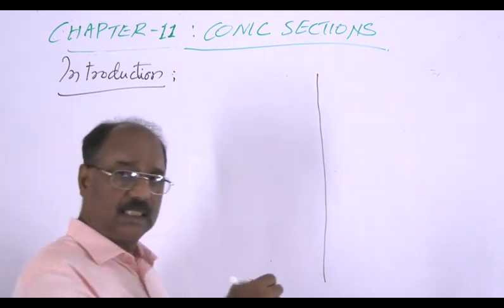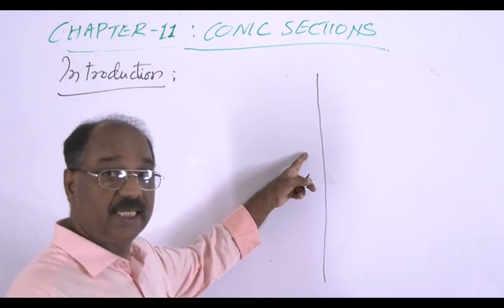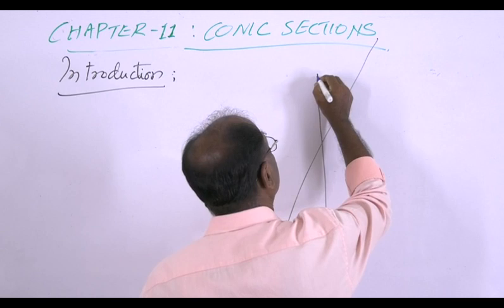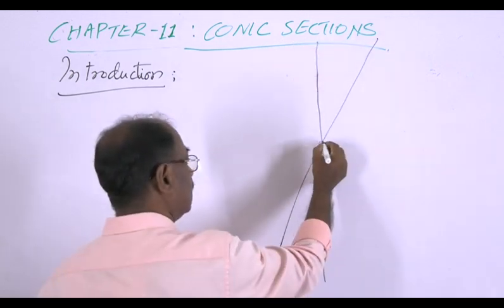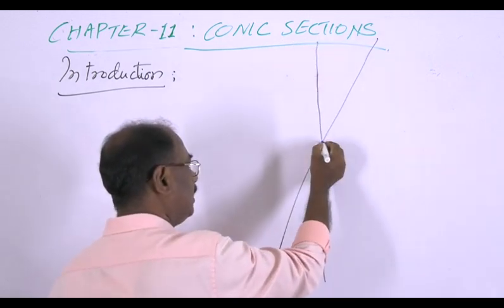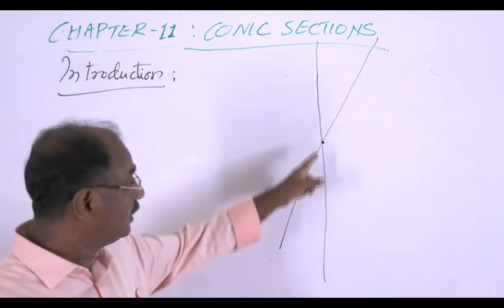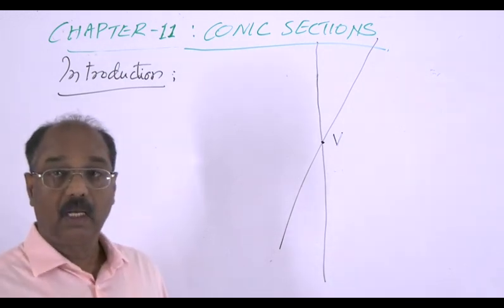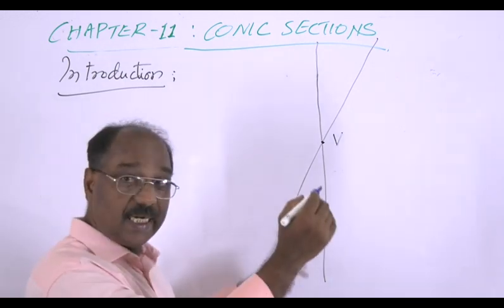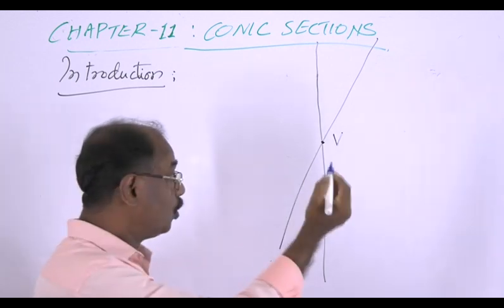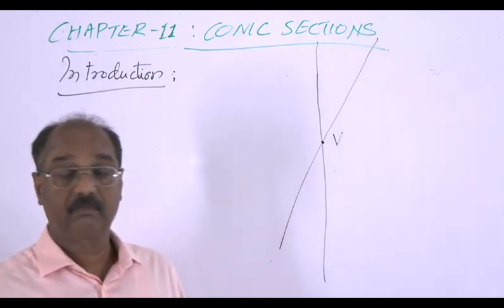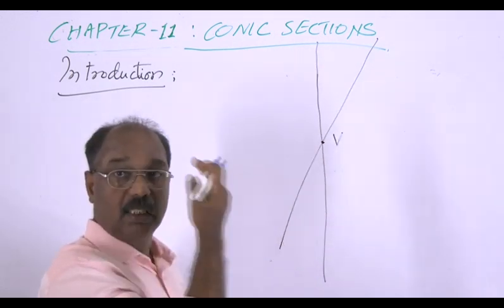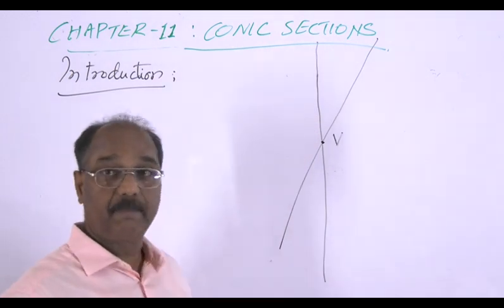And consider another line which is inclined to this line, cutting at a particular point. So consider this. Another line meeting the first vertical fixed line at this point, say V. And now suppose the inclined line is rotated around this fixed vertical line.